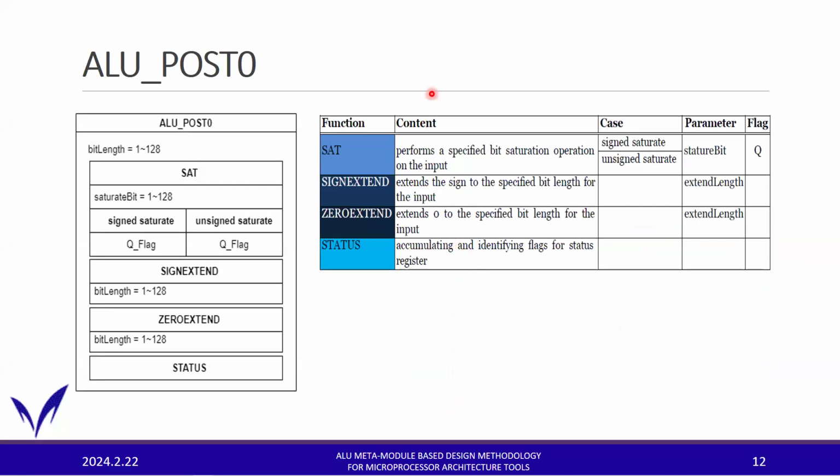Then about the ALU post-0. The ALU post-0 metamodule has set, sign extend, zero extend, and status functions. Set is a function that performs saturation operations on the input data. There is also processing for signed and unsigned cases and for the Q flag. Sign extend and zero extend, which are the same as ALU pre-0, perform sign and zero extension on the calculated data. The status function is used to generate the appropriate status for the flags generated by the other operations.